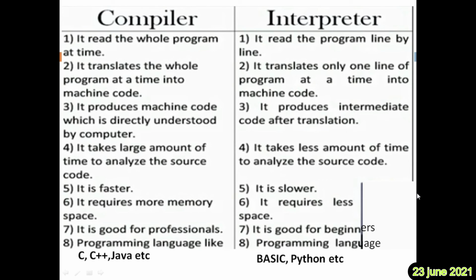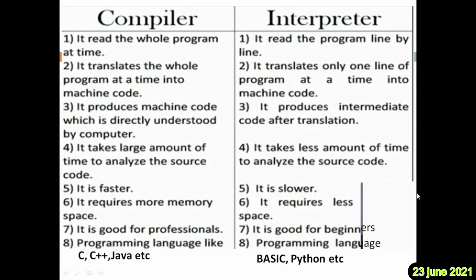Separately, if you compare, now you just see, a very good comparison is given here. One reads the whole program, and the other reads the program line by line. One translates the entire program in one go, whereas the other translates only one line at a time and executes it there itself. The compiler produces machine code which is directly understood by the computer, while the interpreter produces an intermediate code after translation.